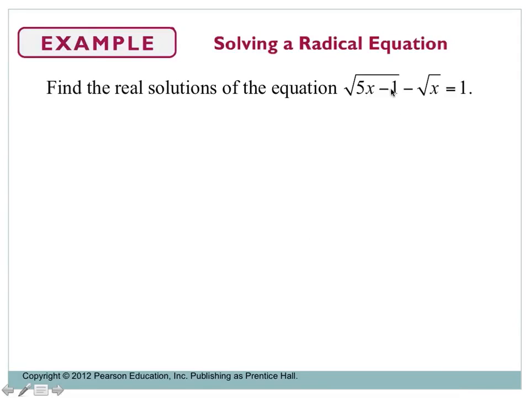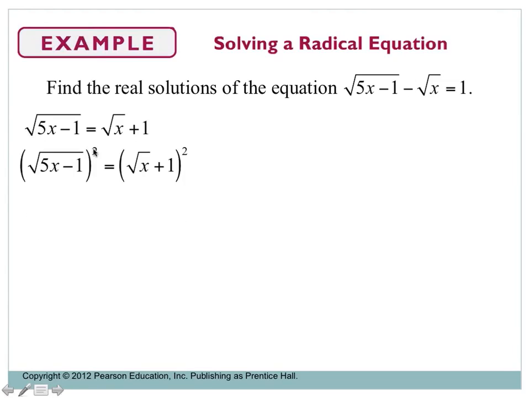Let's say we have square root of 5x minus 1 minus square root of x equals 1. Now, in this case, we have square roots that are not by themselves, and it's going to be impossible to get them by themselves. But before you square both sides, you do want to make sure that you only have one square root on each side. So what you want to do is go ahead and move the negative square root x over to the other side, and then square both sides. So we have square root of 5x minus 1 squared equals square root of x plus 1 squared.